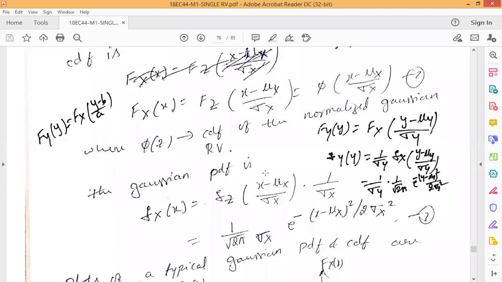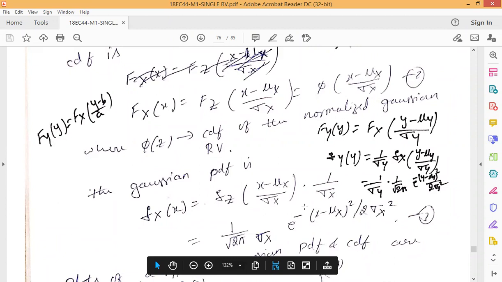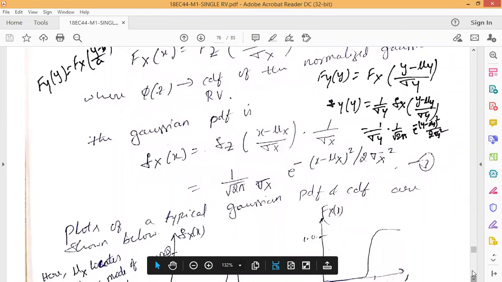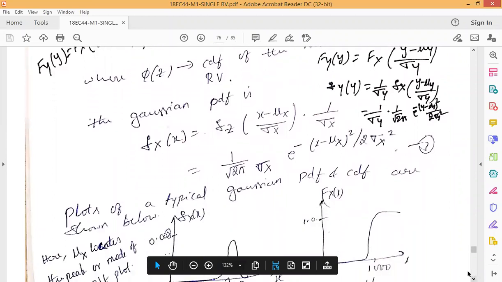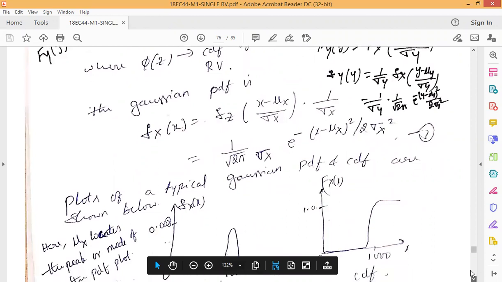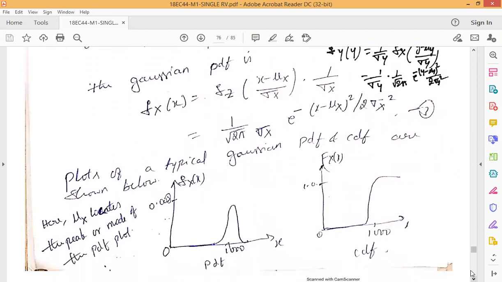So here, since z takes the value x minus mu x divided by sigma x, we are going to write the PDF f_Z of (x minus mu x) divided by sigma x as 1 by root 2 pi e to the power minus, in place of z square, x minus mu x whole square divided by sigma x square. And since z square by 2 was there, we will be introducing 2 at the denominator. So we can write f_X of x is equal to 1 by root 2 pi sigma x e to the power minus of (x minus mu x) whole square divided by 2 sigma x square. So this is the PDF for the given transformation function.